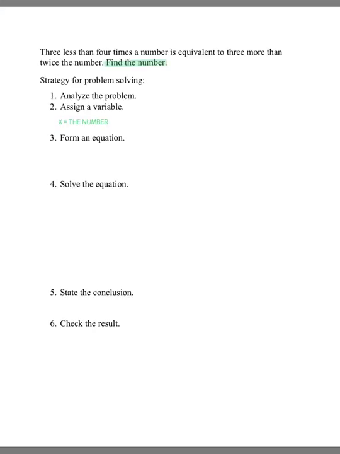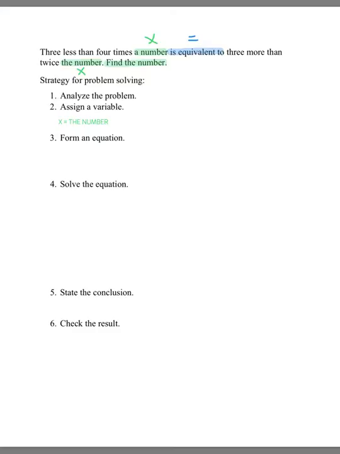So now let us continue analyzing the problem. The key thing is that now that we know the number is represented by x, wherever we see the word a number or the number, you want to think of the variable x in its place. Also, something very important to notice is equivalent to. This is an indicator of equal sign, and it also divides our left side of the equation from the right side of the equation. So let's start off with the left side.